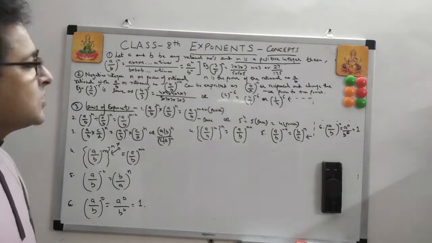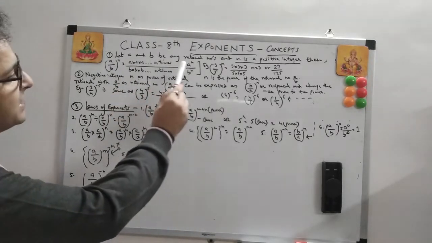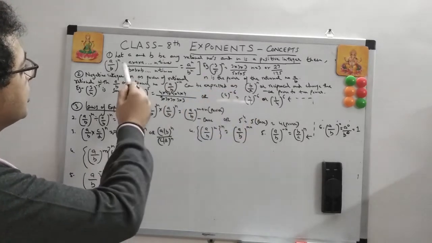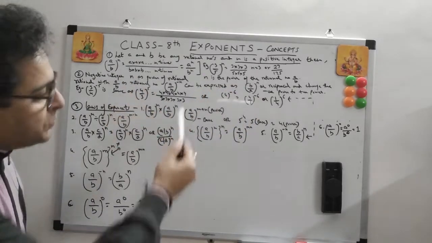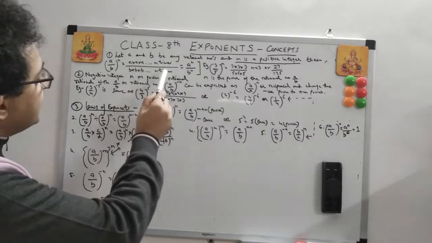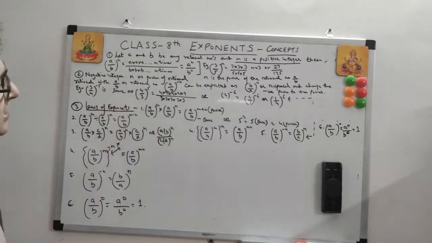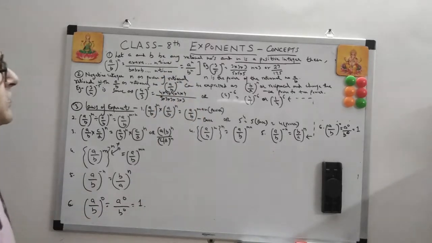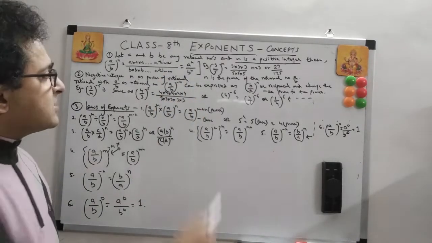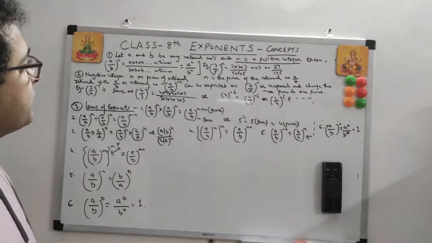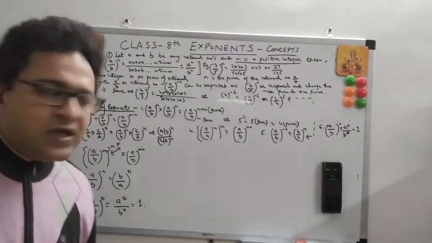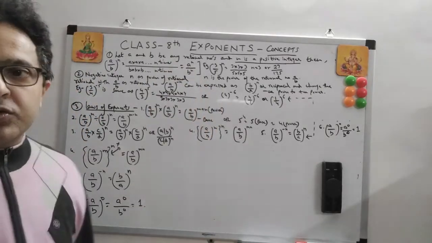Exponents. Let a and b be any rational numbers and n is a positive integer. Then (a/b)^n = a^n / b^n. This is how we represent it. Let's take an example, 3/5, because 3/5 is a rational number in the form of a/b, where b is not equal to 0, right?